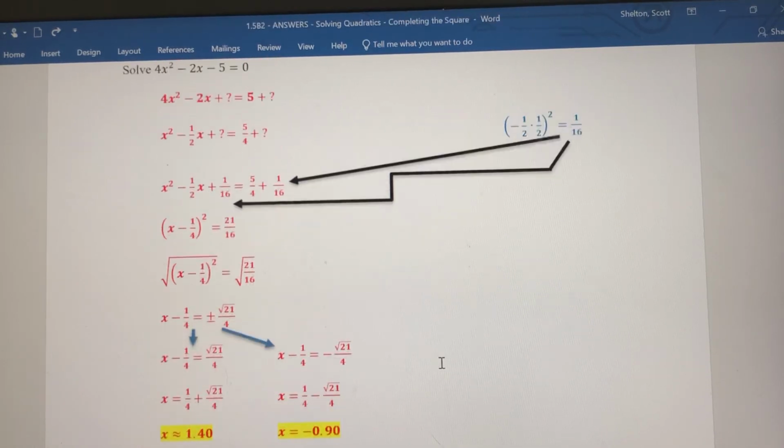Okay, so that's how you solve quadratic equations by completing the square if the leading coefficient is not 1.